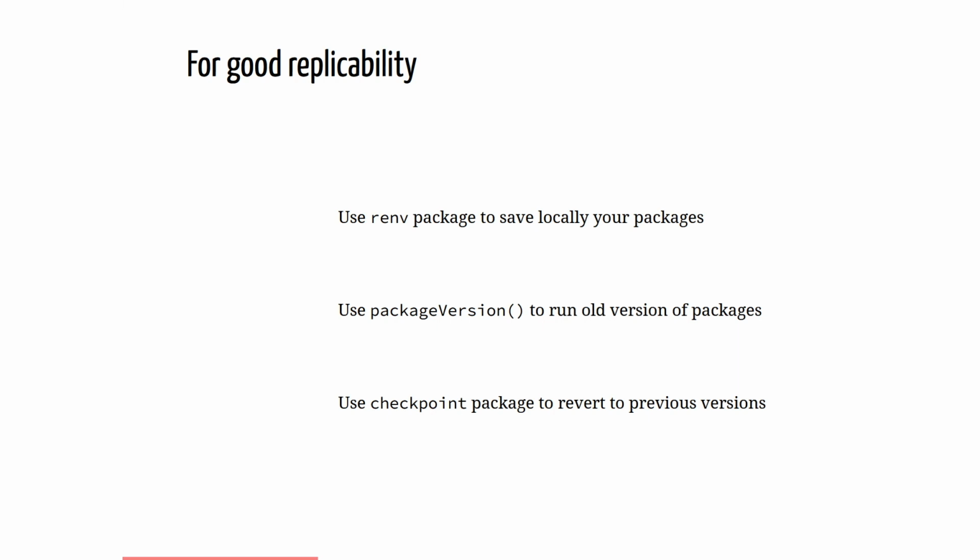Other useful packages in R are packageVersion. This is a way in which you can use an old version of a package. So imagine somebody says, oh, I have version 0.9.5 of tidyverse, and that's what you need in order to create this graph. Then you can use this command in order to run that particular version of the package. Alternatively, you can use the checkpoint package. This is a way in which you can actually go back in time and use the packages that were available at a particular point in time.